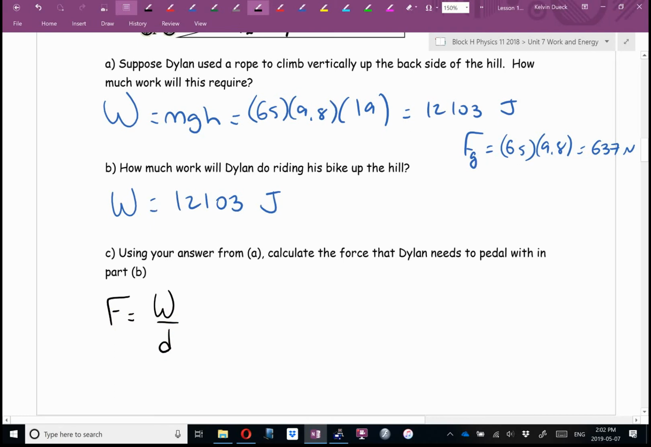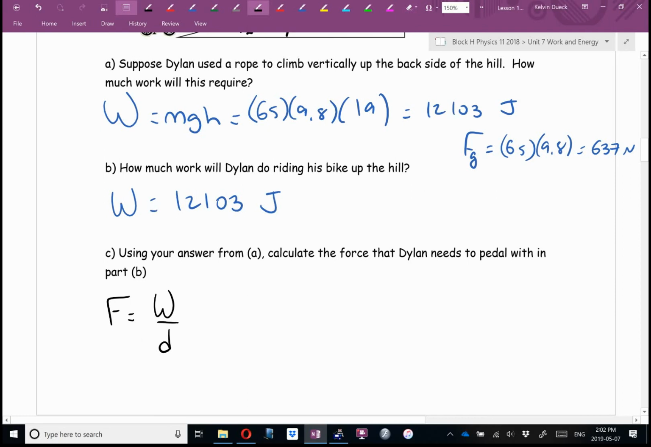Okay. Here is another way to calculate force. If I know how much work was done, and I divide it by the distance that we performed that work over. Now, here's what I want you to notice. As the hill gets shallower, what happens to the distance of the hill? Longer or shorter? Use your imagination looking at the ramp there. As the hill gets shallower, D gets bigger, and the pedaling force required to make it up the hill gets smaller because you're dividing by a bigger number.